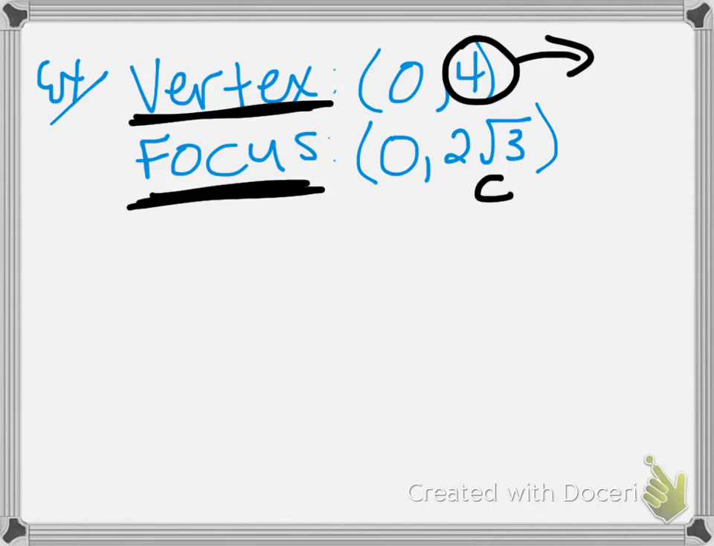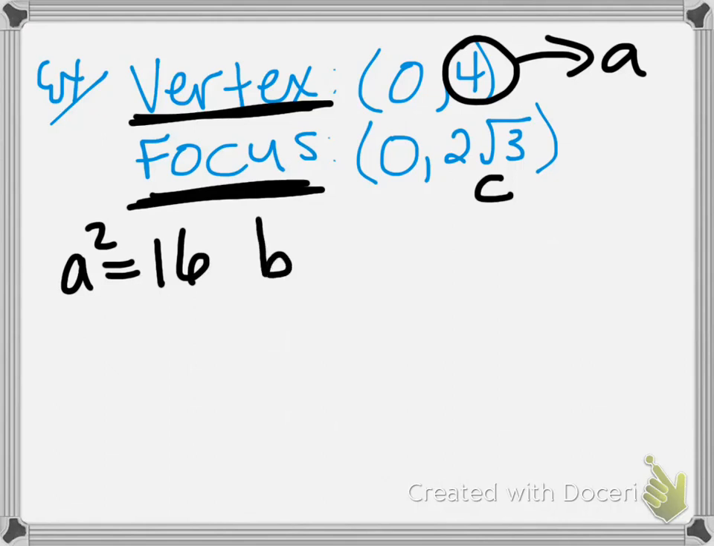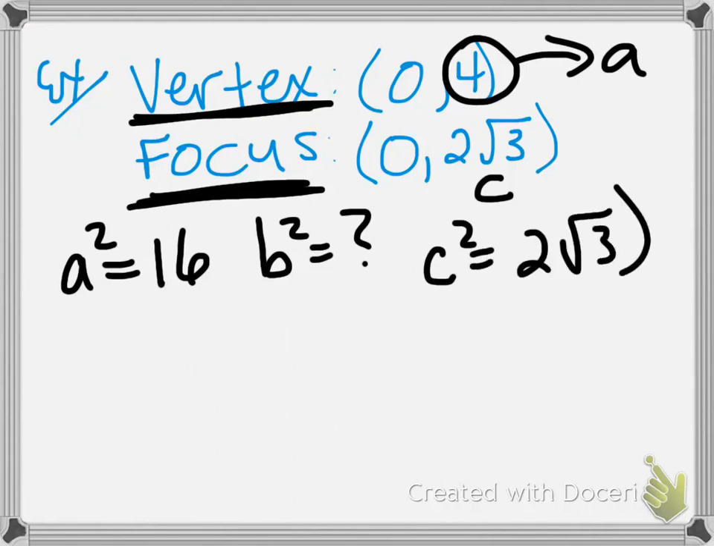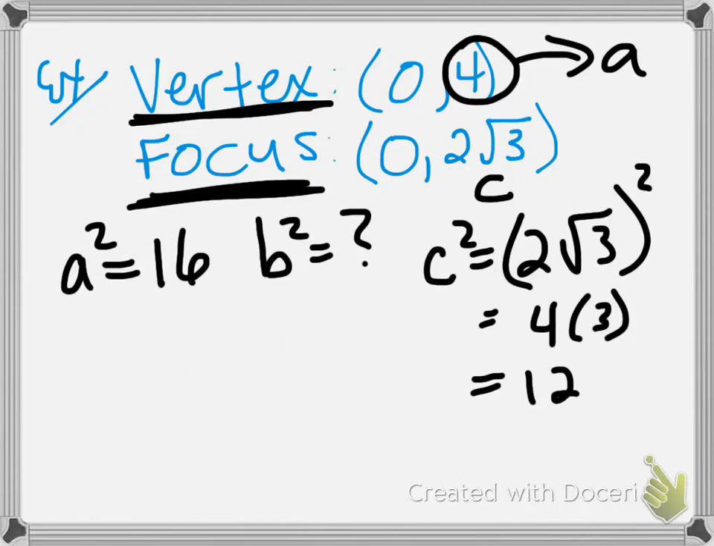The vertex is A, and the focus is C. A squared would be 4 squared, which is 16. B squared we do not know. That's a question mark. C squared is going to be 2 times the square root of 3 squared, which is going to be 4 times 3, which is going to be 12. The 4 comes from 2 squared. The 3 comes from the square root of 3 squared.